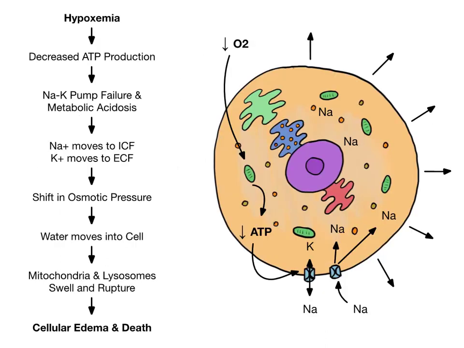About 70% of the ATP produced by cells is used to maintain sodium-potassium pumps. Therefore, in the setting of hypoxemia, there is decreased ATP production that causes failure of sodium-potassium pumps and metabolic acidosis from lactic acid buildup. This results in a shift of potassium and sodium movement. Sodium moves into the cell, and potassium moves out.